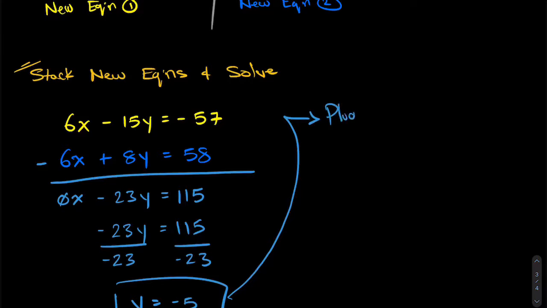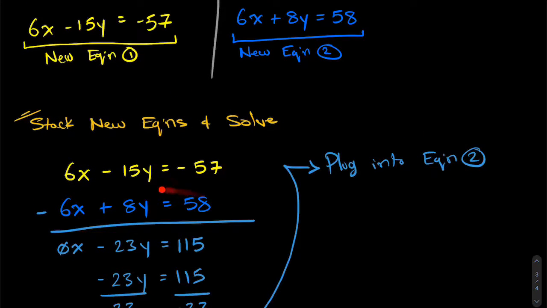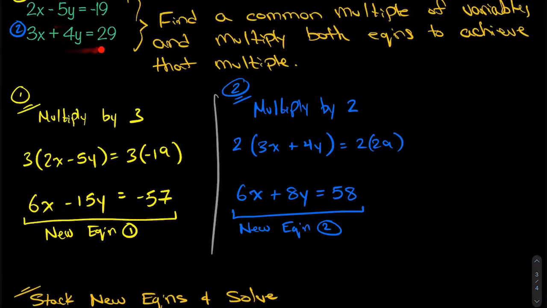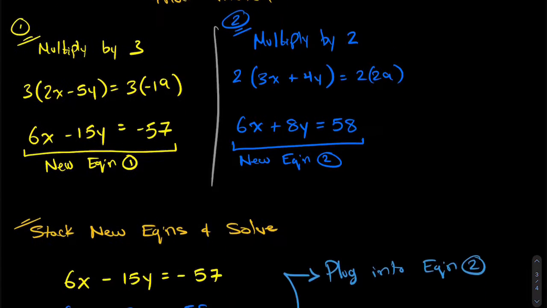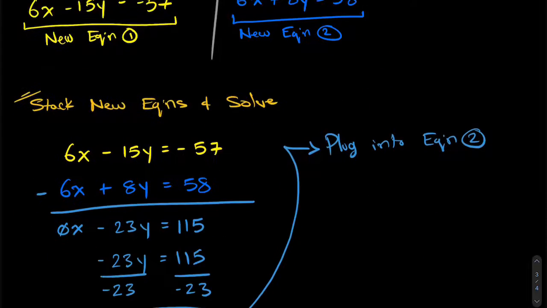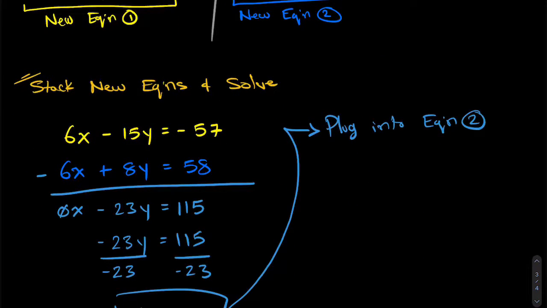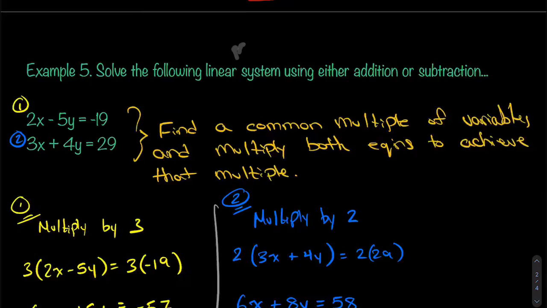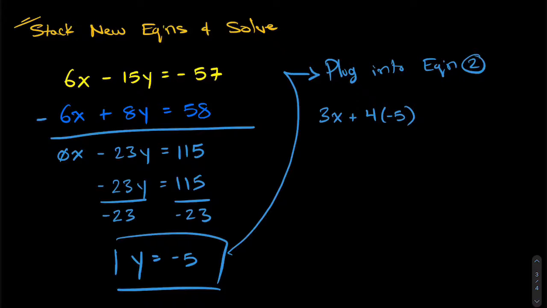So let's plug it into an equation. Again, you can either use equation 2 down here, or you can use the original one up here. I'm just going to use the original one because it has smaller numbers. It's kind of nicer to work with, right? So we have 3x plus 4 times 5 equals 29.